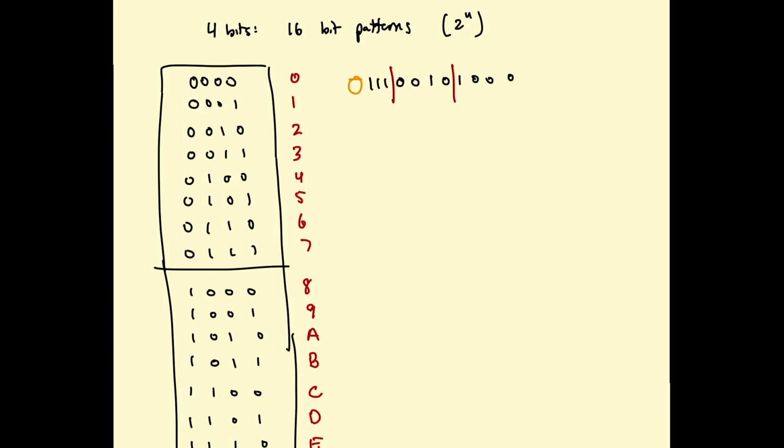Okay, so fine. I've split it into chunks of 4, and within each chunk, I'm just going to decode which hex character that 4-bit pattern aligns with. So what do the three of them align with? What's this one? 0111 is 7, and then the next one, 2, and then the next one, 8.